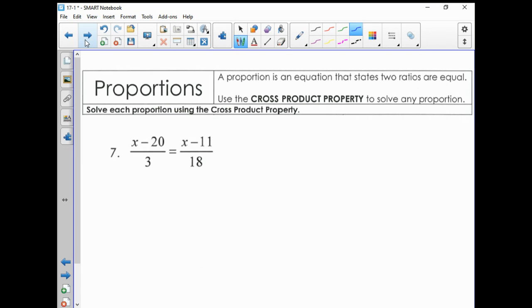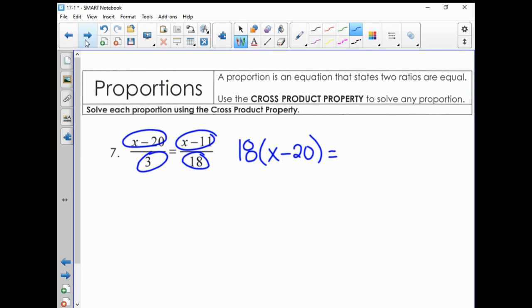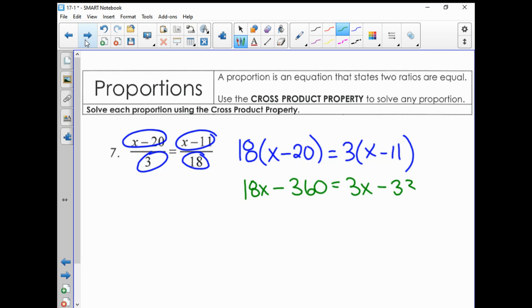And last example I'm going to do with you is question number 7. Again, top times bottom. This time you're going to have to distribute 2 terms or 2 sides. So x minus 20, and that's equal to top times bottom. I'm going to write the 3 first times x minus 11. And then we grab a calculator and do the math. So 18x minus 18 times 20 is 360. 3 times x minus 3 times 11, which is 33.